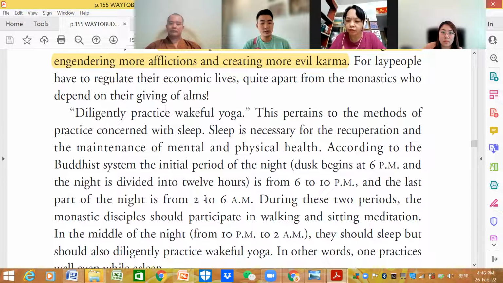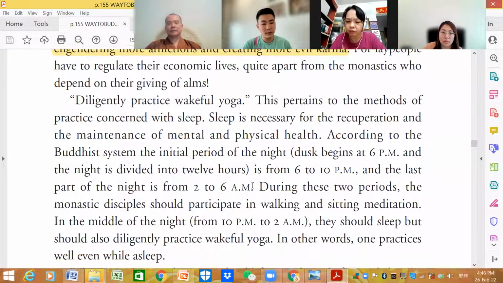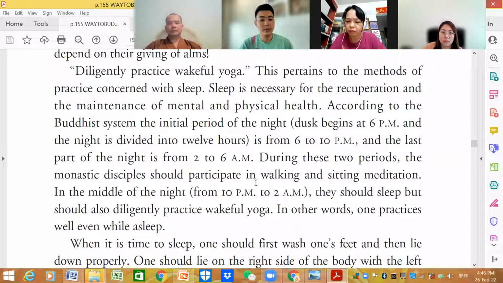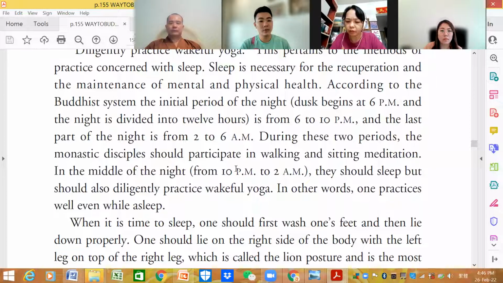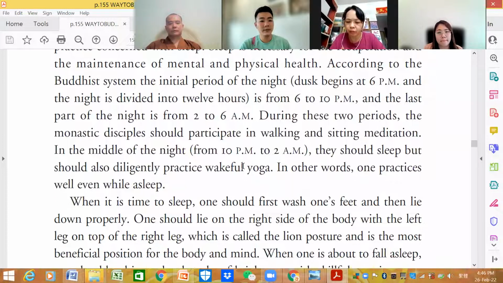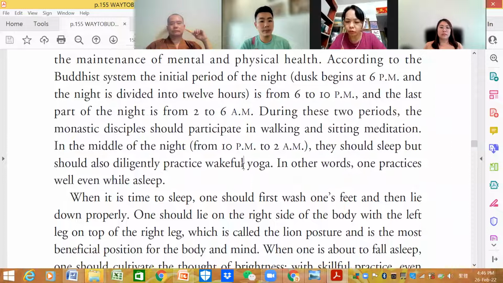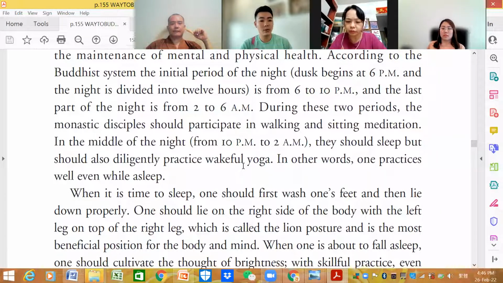It's from 6 to 10 p.m. and the last part of the night is from 2 to 6 a.m. During these two periods, the monastic disciple should participate in walking and sitting meditation. In the middle of the night, from 10 p.m. to 2 a.m., they should sleep but should also diligently practice wakeful yoga. In other words, one practices well even while asleep.